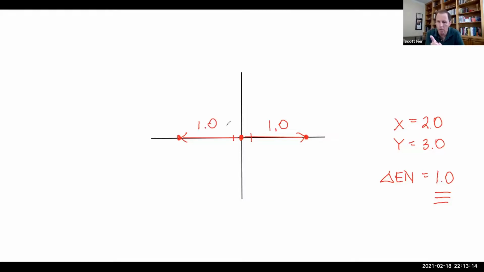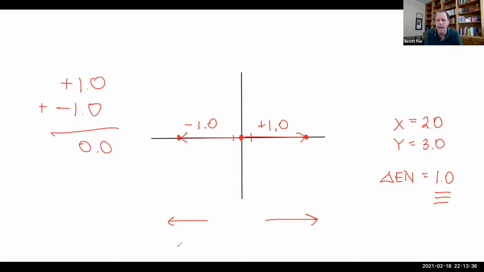But direction is important in physics. And when you're on a number line or an XY coordinate space, if you're going this way, that's positive. If you're going this way, that's negative. So this vector is written as 1.0. This one is going in the opposite direction, right? Negative 1.0. What do you get when you add those together? Vector addition means they add up to nothing. That means they cancel out.